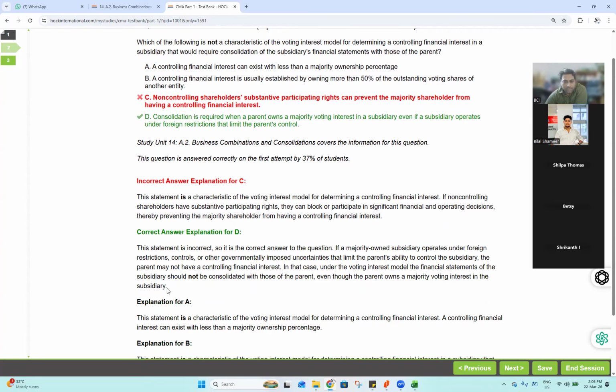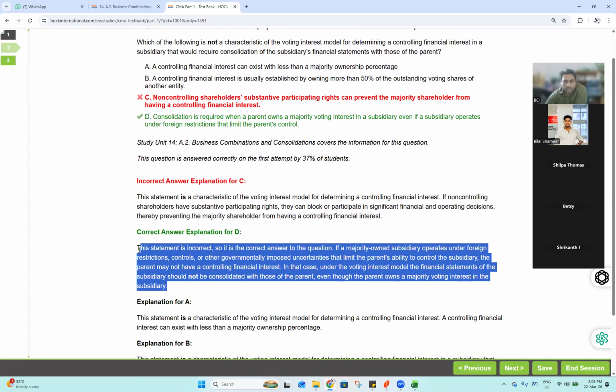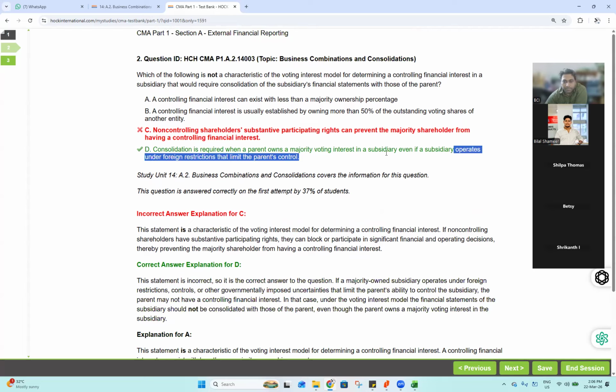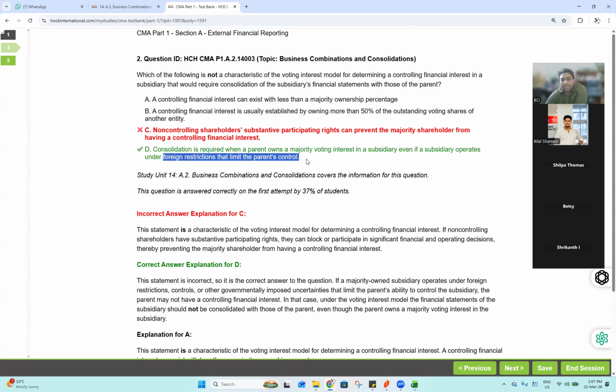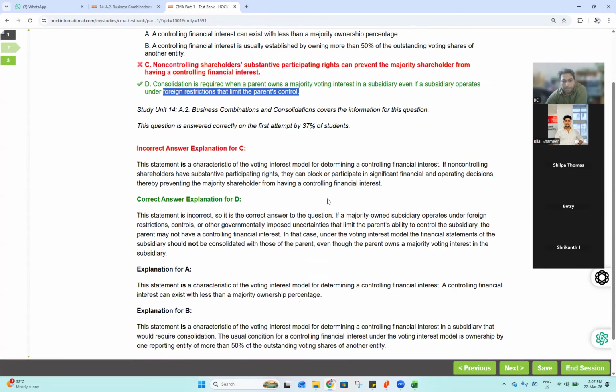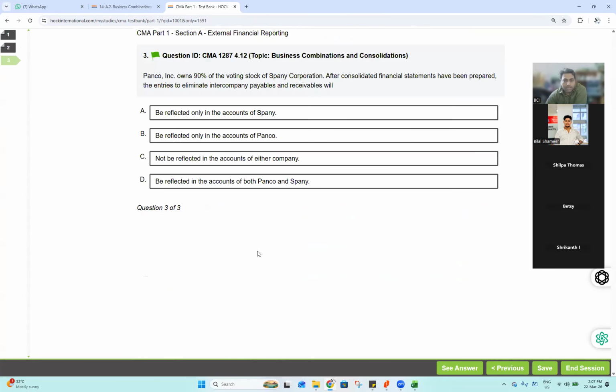So even if it's a subsidiary in a foreign country, if there are rules in place, foreign restrictions that limit the parent's control, okay. If it is in a foreign country and there is no limit on the parent's control, then there is no problem. The problem is that the restriction is there. Then you can't consider it as a subsidiary. Clear? You don't have the control. Okay. Next one.